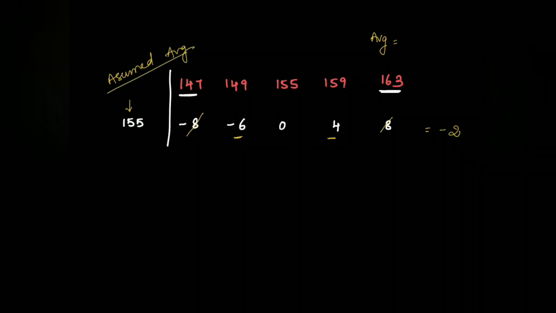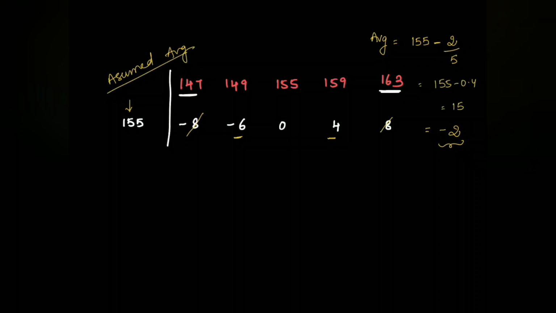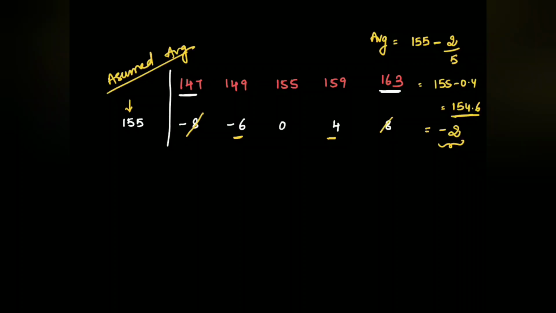The average that you have assumed. Take the assumed average 155, minus or plus according to your deviations. So the deviation is minus 2 here, minus 2 divided by the number of observations, that is 5. So 155 minus 0.4. So you have to take it as 154.6.